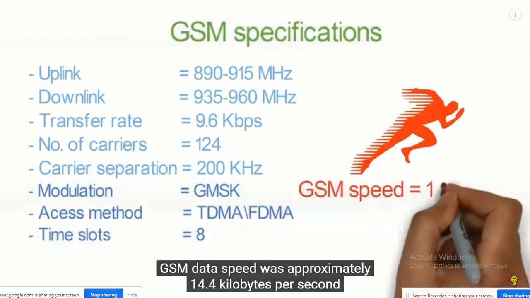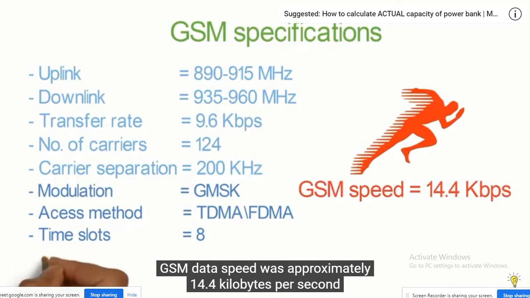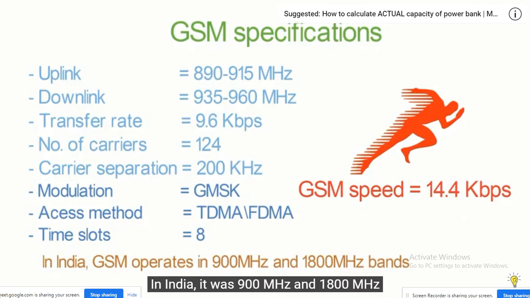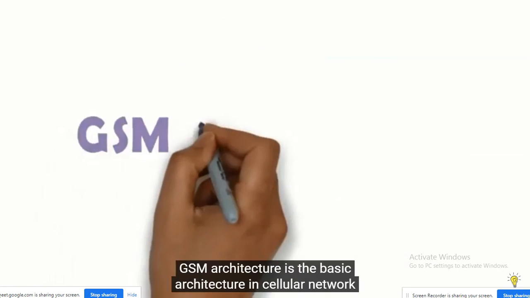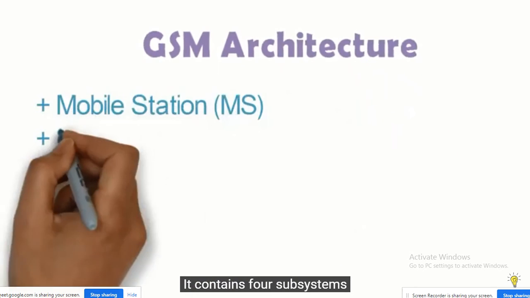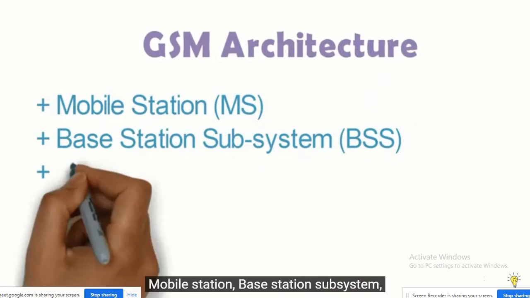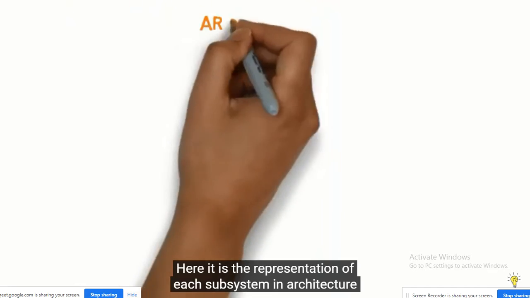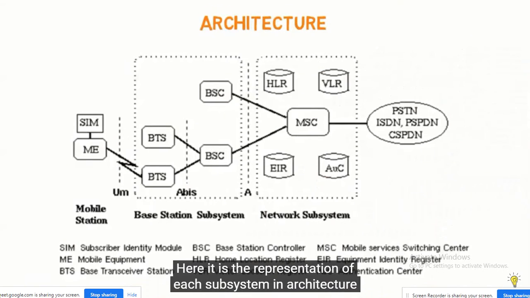GSM data speed was approximately 14.4 kilobits per second. GSM uses a different frequency bands in different regions. In India, it was 900 MHz and 1800 MHz. GSM architecture is the basic architecture in cellular network. It contains four subsystems: base station, base station subsystem, network station subsystem, operation support subsystem. Here is the representation of each subsystem in architecture. It is noted that each subsystem contains some component.